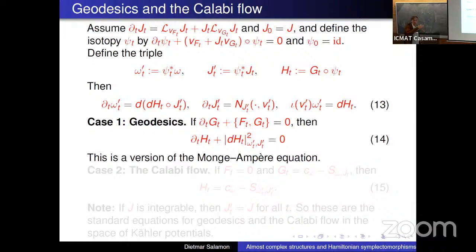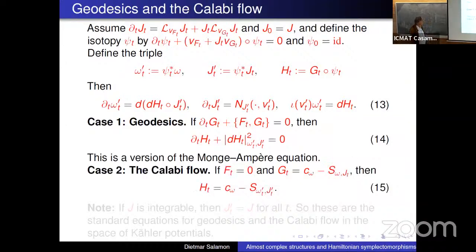So you return to the situation that is familiar in the integrable case, the familiar equation for geodesics. And then the same thing happens with the Calabi flow, which corresponds to taking f equal to 0 and g being minus the scalar curvature, and then h is also minus the scalar curvature of omega t prime and jt prime, or j in the integral case, and that's the standard formula for the Calabi flow.